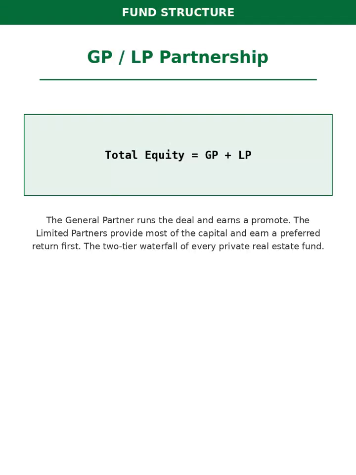General partner and limited partner structure. Total equity equals GP plus LP capital. The GP runs the deal day-to-day and earns a promote, an extra share of profits above the hurdle. The LPs provide most of the capital and earn a preferred return first. This is the two-tier waterfall used in every private real estate fund.